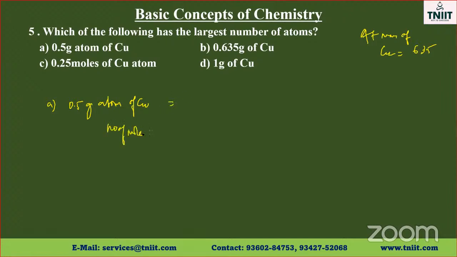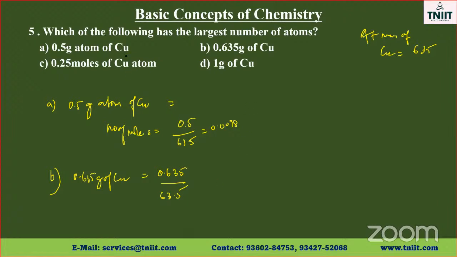Number of moles will be equal to 0.5 divided by 63.5. So it will be 0.0078 moles. Option B, 0.635 gram of copper. So it will be 0.635 divided by 63.5. That is equal to 0.01.